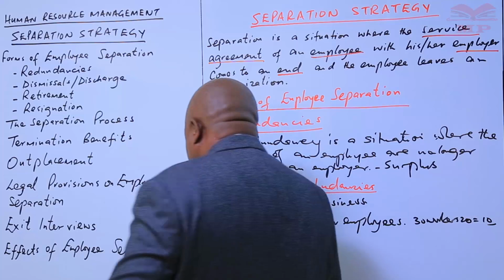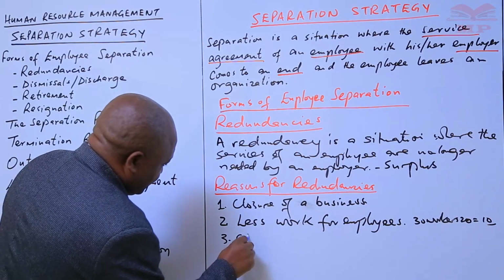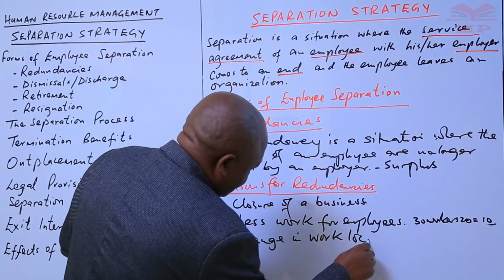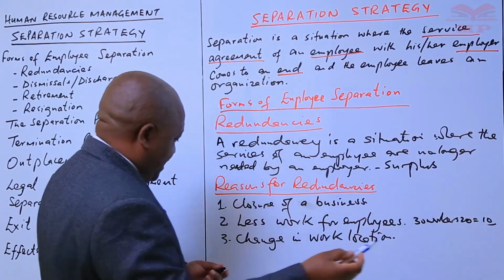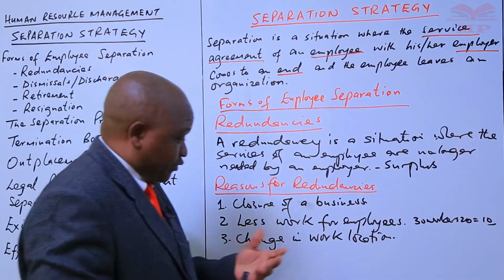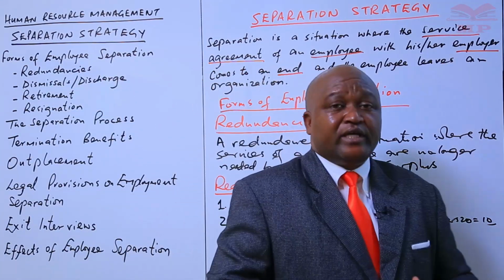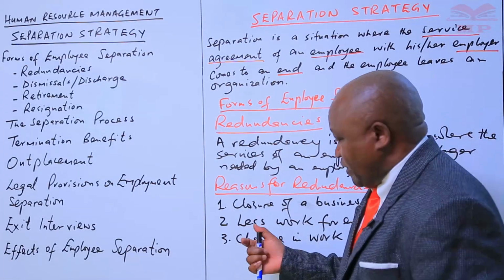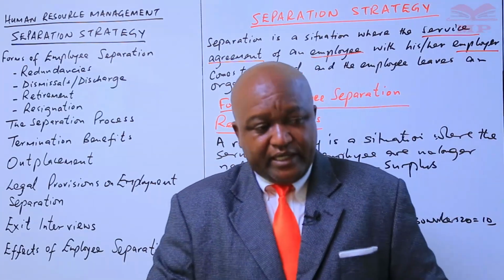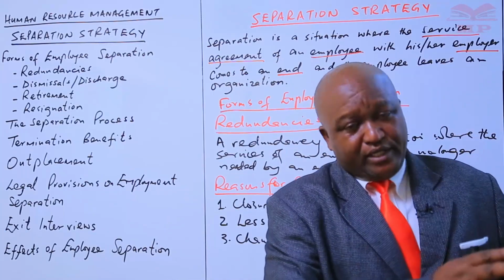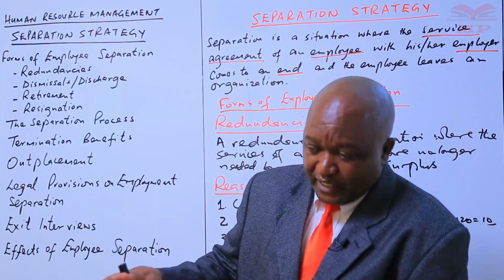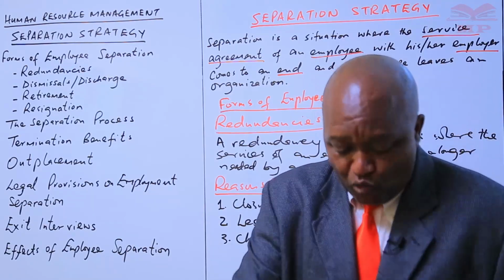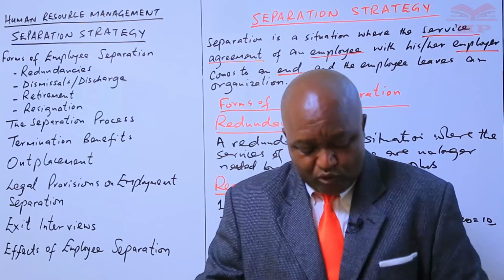Change in work location. An employer has been operating in Kenya and has now relocated the business, maybe to Uganda. If this employer has relocated to Uganda, the workers who are in Nairobi, if they don't go to Kampala, could be declared redundant due to a change of location from one location, for example Nairobi, to Kampala.